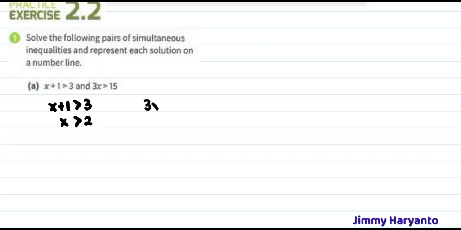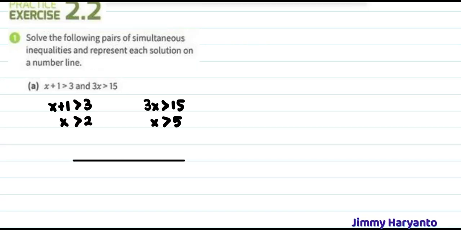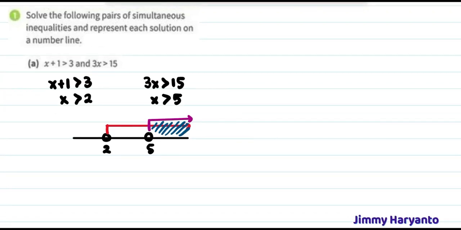And then for this one, 3x greater than 15, I will move the 3 to the other side. That means 15 divided by 3 equals to 5. And then I will create the number line for both of them. This is the 2, this is the 5. The 2 will go to the right side, and then the 5 will go to the right side also, because both of them is greater than. That means this one is the overlap area, and that also means the final answer is x greater than 5.